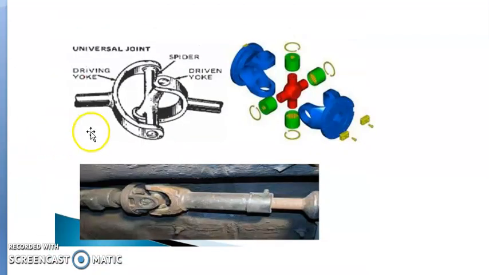Here in the universal joint you can see there are two yokes. One is the driving yoke and the other is the driven yoke. In between you have the spider or the trunnion. The trunnion has a cross head, and on all four arms of the cross you have needle bearings with the collar. Here you can see the universal joint attached to the propeller shaft.